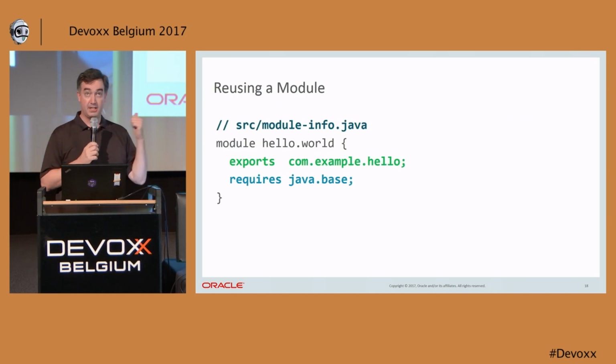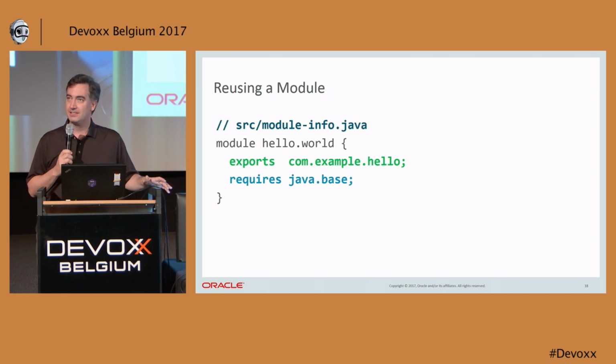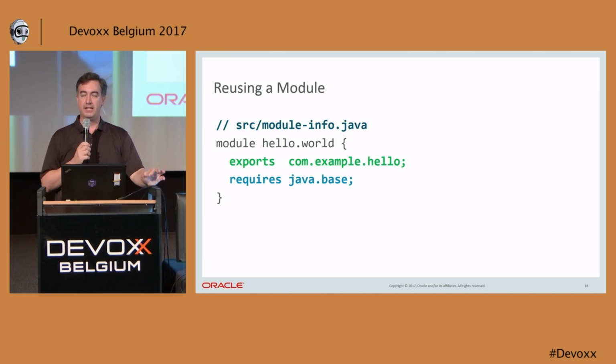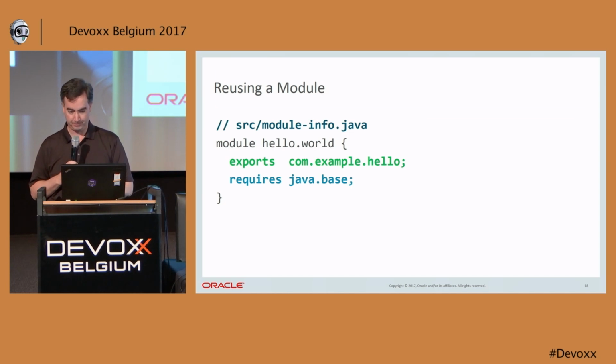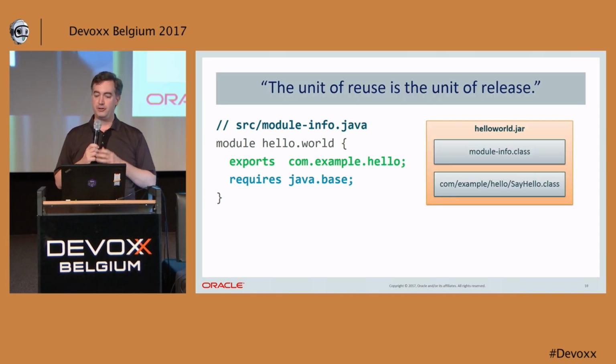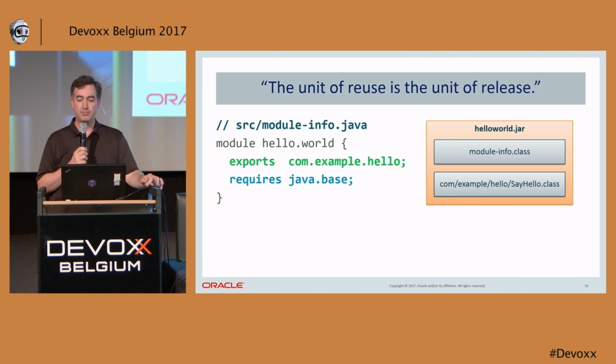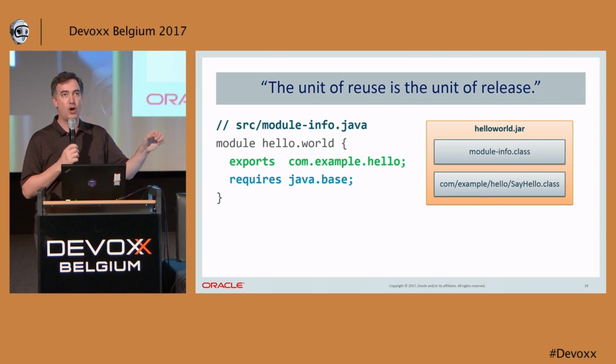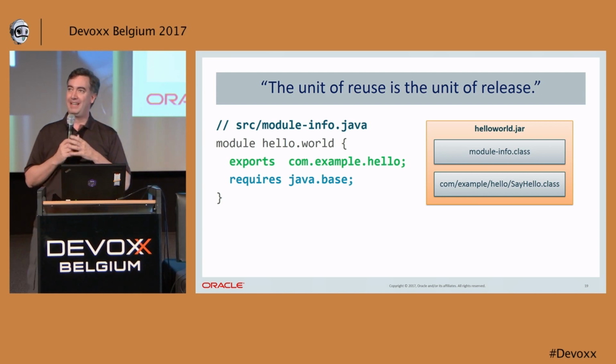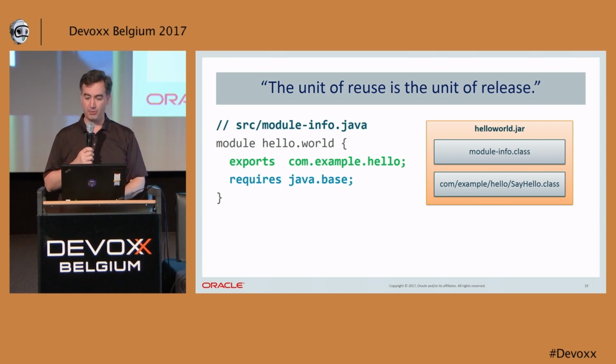I'd like to return to the module-info.java file that declares the HelloWorld module. It's really important to understand that a module exports packages but requires modules. The reason is due to an old software engineering principle: the unit of reuse is the unit of release. This principle is about separation of concerns. You reuse someone's code not by copy-pasting it into your own source tree, but by depending in some way on the black box artifact released by someone else.